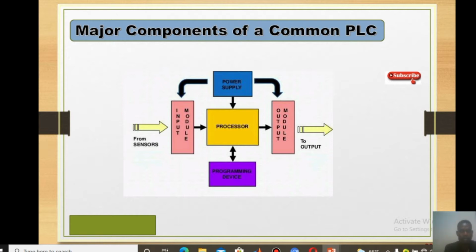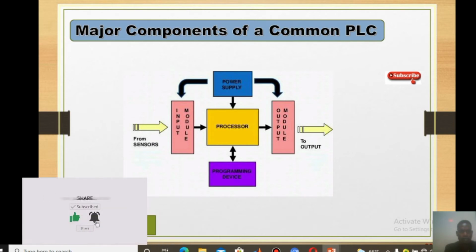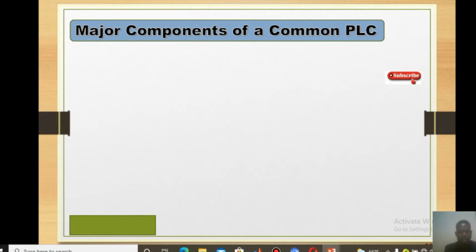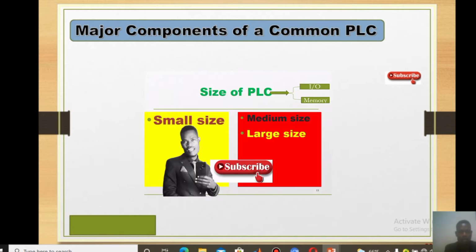So in today's presentation, I'm going to share with you some important and the most dynamic features in PLC. I think this is tutorial number 3 on PLC. In the first tutorial, we saw the basics of PLC. In the second part, we saw the two important terms which determine the size of the PLC: memory and I/O module, which is the input-output module.